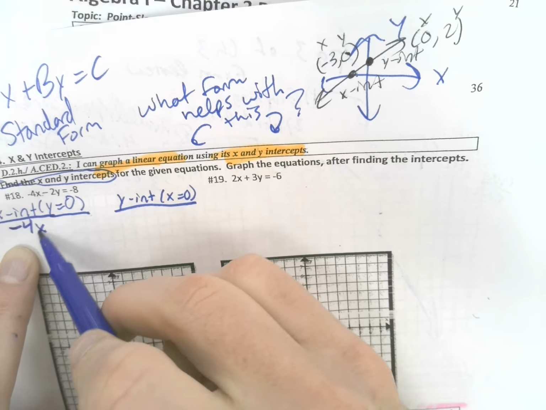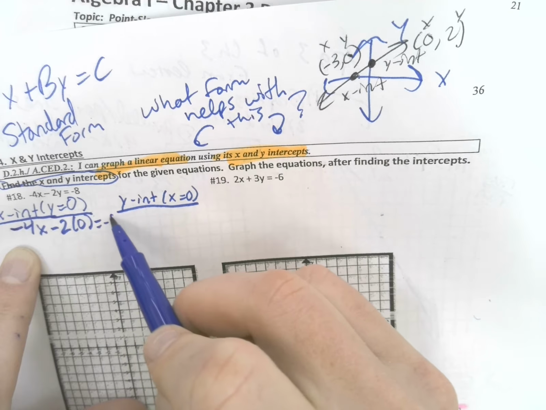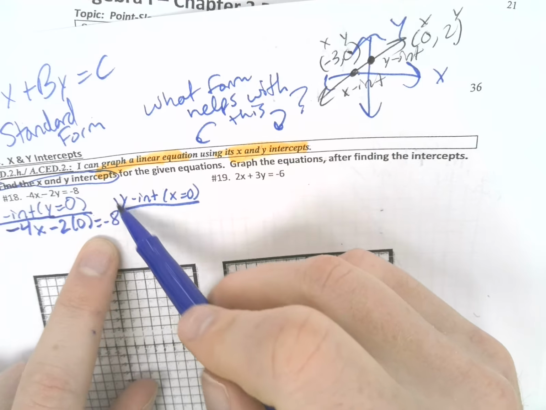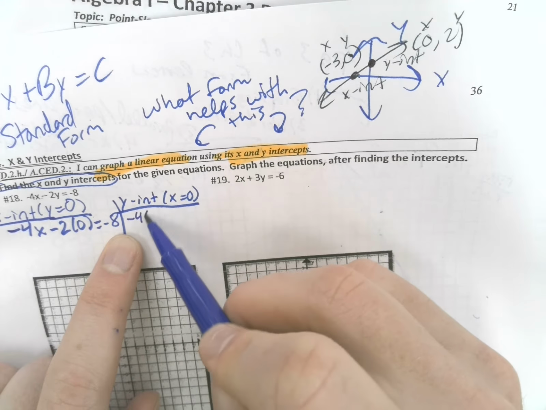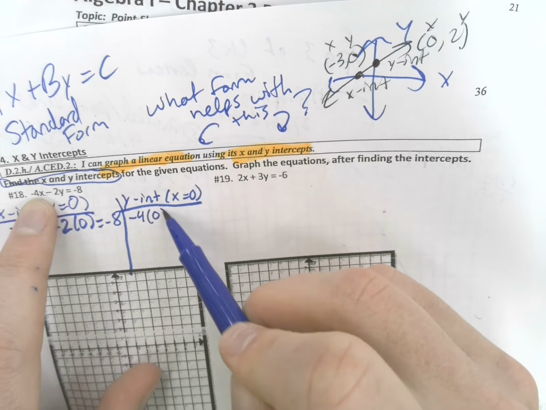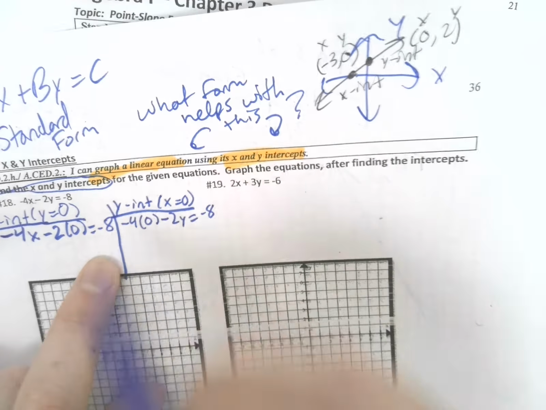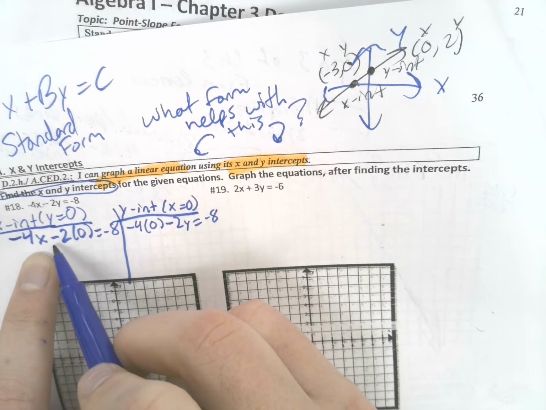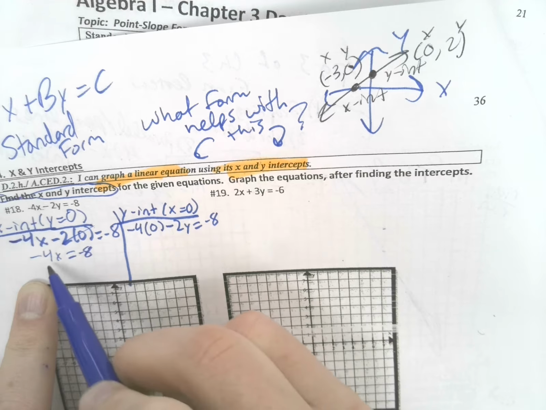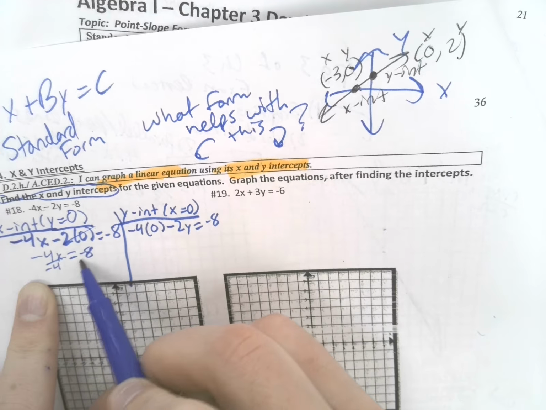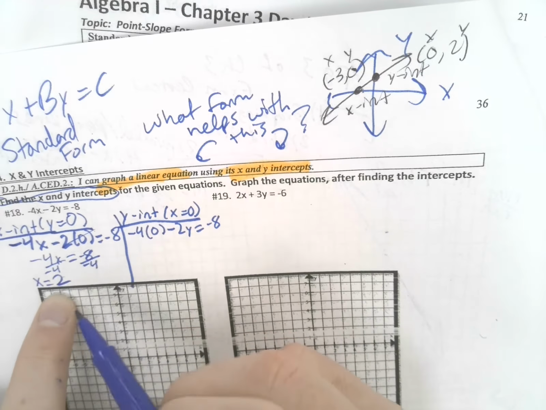Negative 4x minus 2 times, instead of y, 0, equals negative 8. And then over here, negative 4 times, not x, but 0, minus 2y equals negative 8. We work both these out. That cancels. You're left with negative 4x equals negative 8. Divide by negative 4. Remember, we don't add. It's being multiplied. And you get x equals 2.